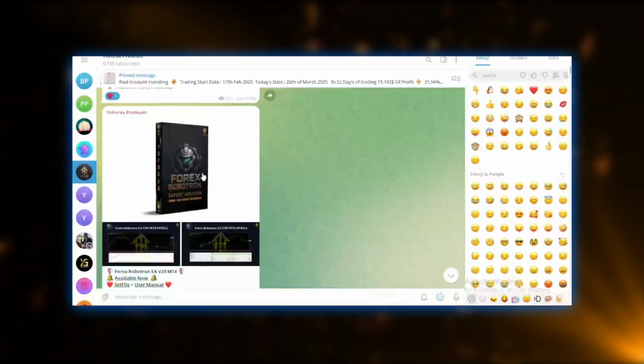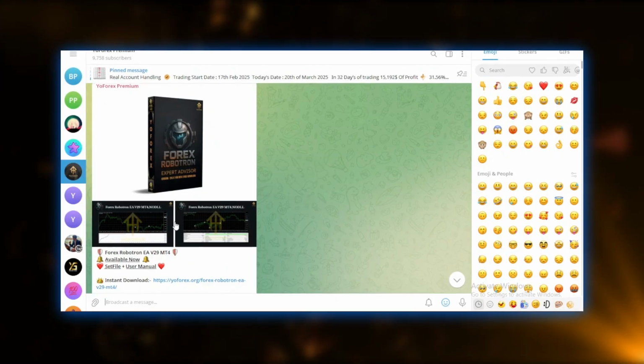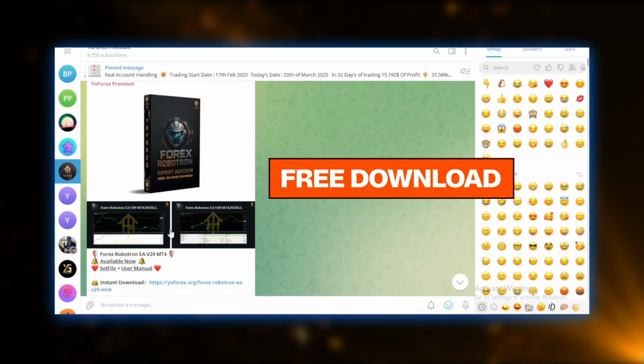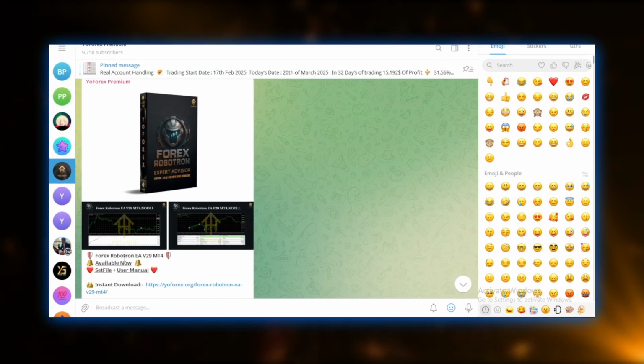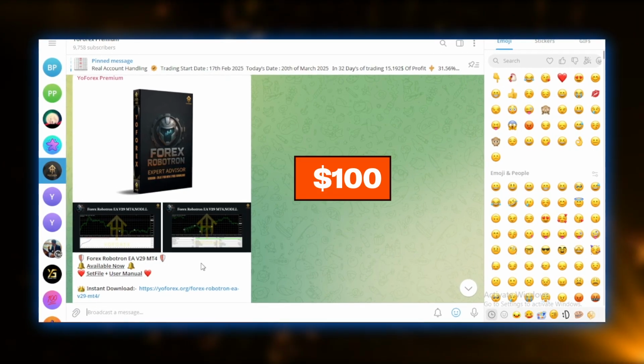Forex Robotron EA V29 MT4 is now available for free download on Forex Premium, along with the set file and user manual. It works on all major pairs, any time frame, and requires only a $100 minimum deposit.